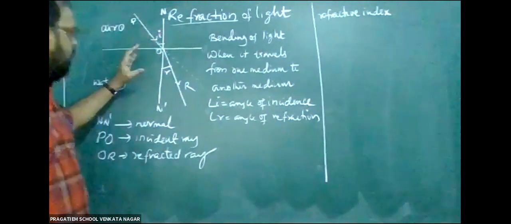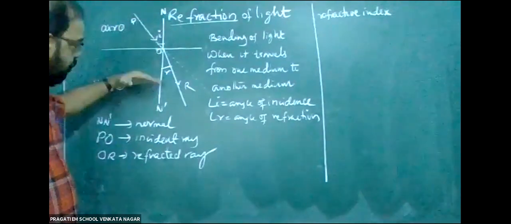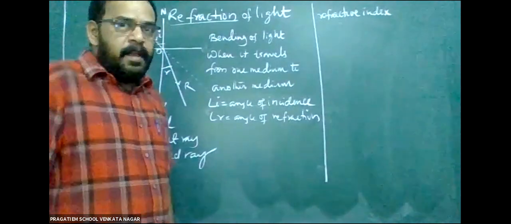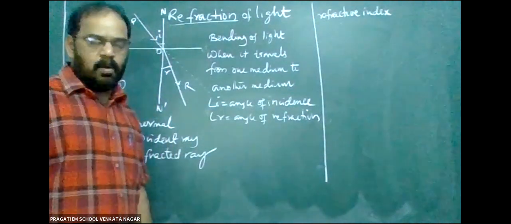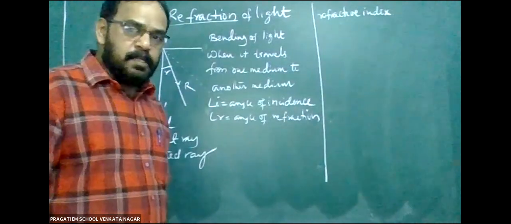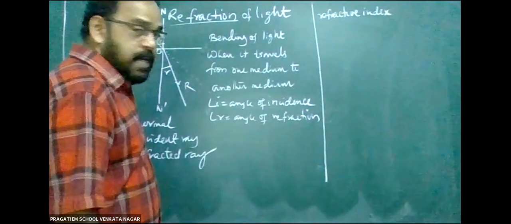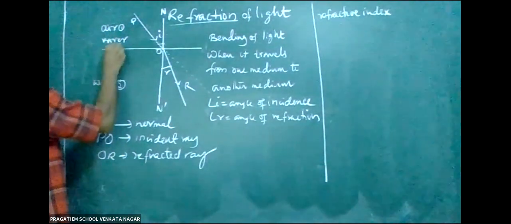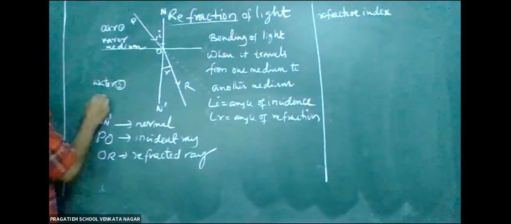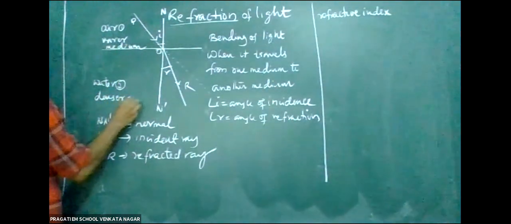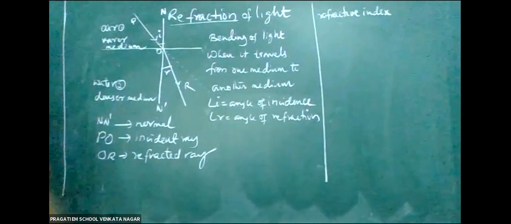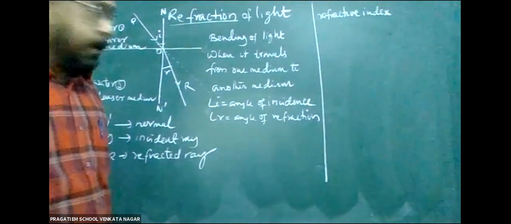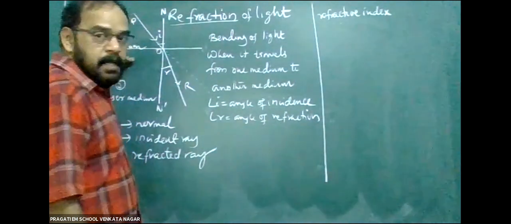The last class as well we studied already what is a rarer medium and what is a denser medium. Rarer medium means the medium whose optical density is less, and the medium whose optical density is more is called a denser medium. In this case, air is a rarer medium and water is a denser medium. Glass is more dense than water. Water is more dense than air with respect to light.